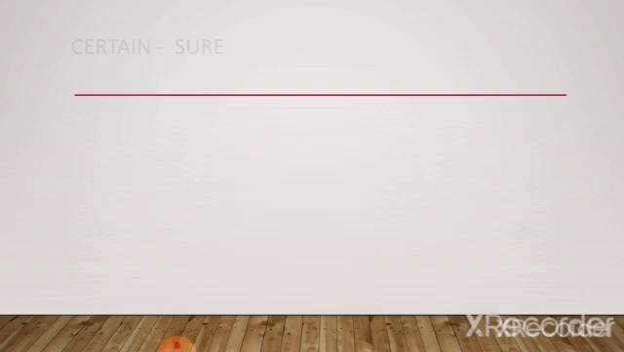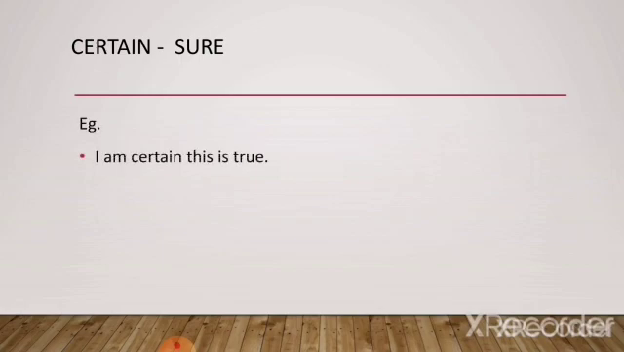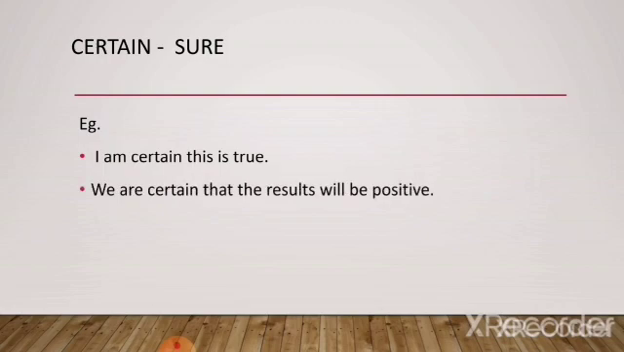The next word is certain. Certain means for sure. I'll tell you some examples. I'm certain this is true, which means I'm sure that this is true. We are certain that the results will be positive. We are sure that the results will be positive. So, the word meaning certain is sure.